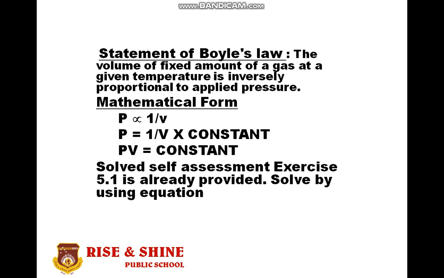So we can write the mathematical form: P is inversely proportional to V. When we remove the proportionality sign, there is a sign of equality. P is equal to constant over V, or 1 by V into constant. Or we can also write PV is equal to constant. Students, we have provided self-assessment exercise 5.1. You can use this equation to solve these problems: P1V1 equals P2V2 equals P3V3 equals constant.